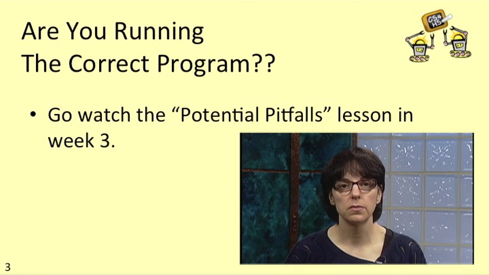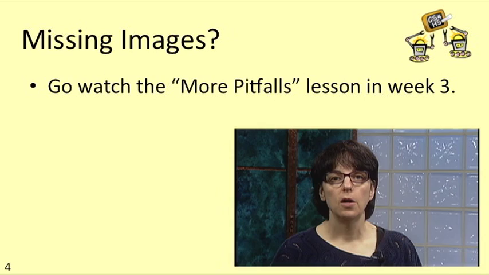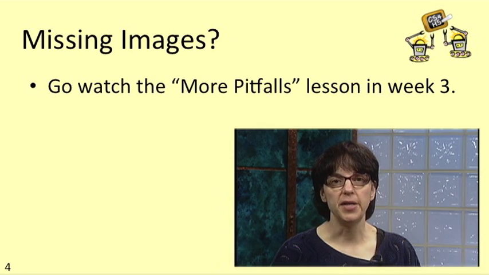It's also quite common for people to have problems when they try to display multiple images in a program, or when they want to end a program with an image on the screen. If you find that images seem to be missing when you run your program, it may be the case that your images are being displayed, but they're being displayed and then cleared away so quickly that you don't actually have a chance to see them. For a full explanation of what's happening, go watch the More Pitfalls lesson.